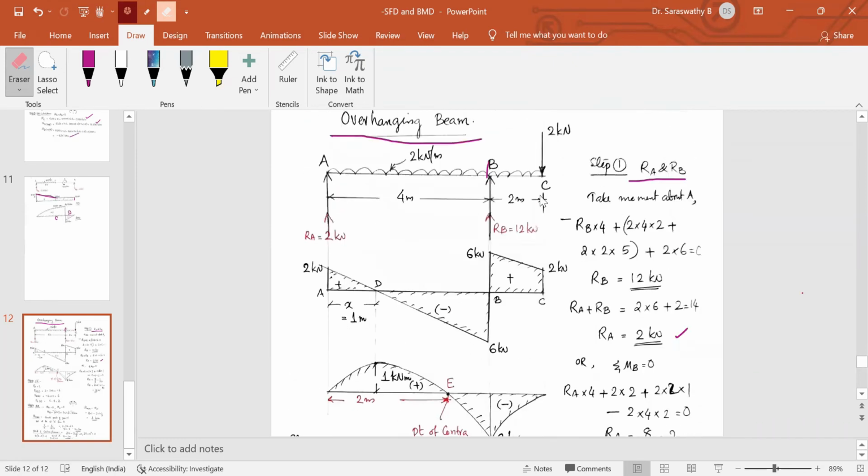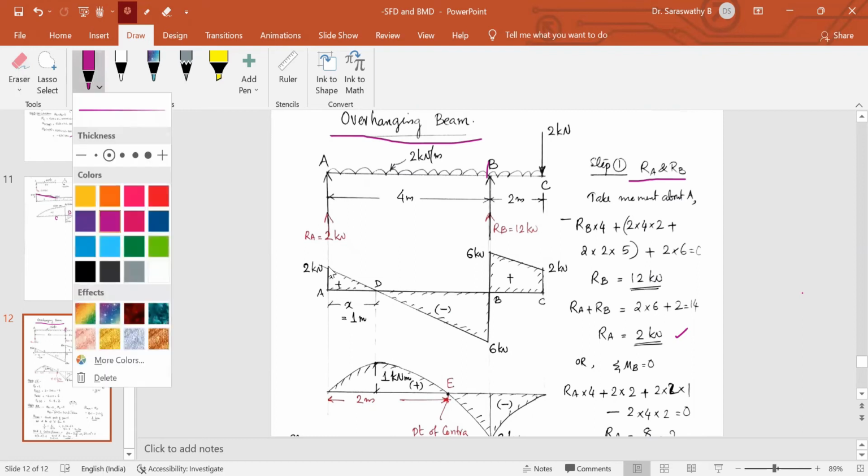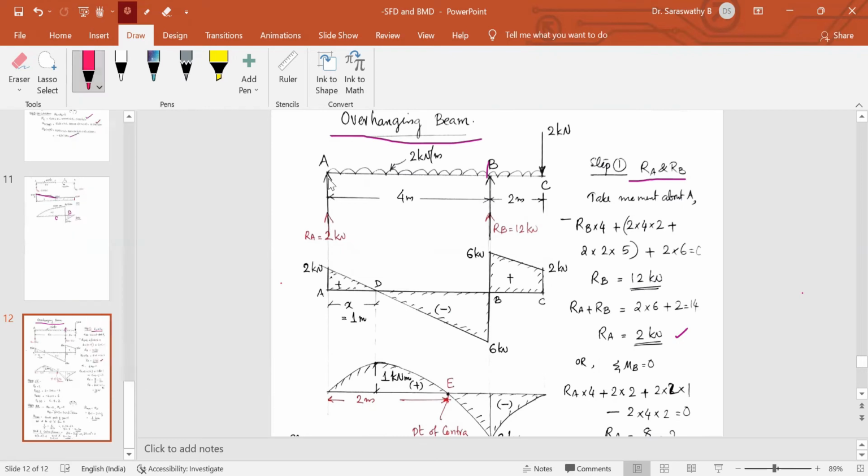Even otherwise, we can easily draw it. See, there is a vertical load to draw the baseline. From the baseline, you go 2 kilonewton up. You have gone 2 kilonewton up. Then straight UDL, so come down by 8 units. From the 2, you come down by 8 units. So you reach minus 6 here.